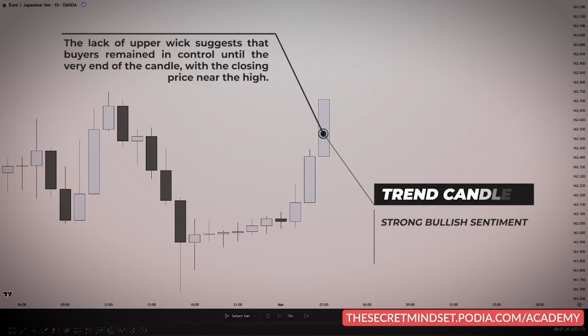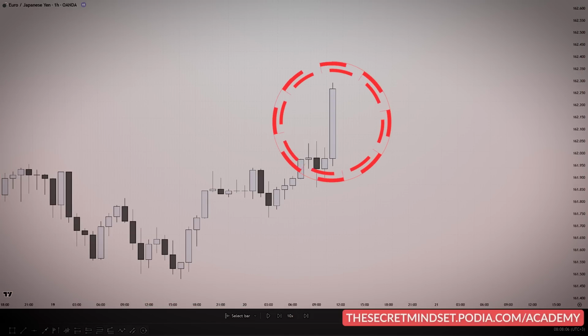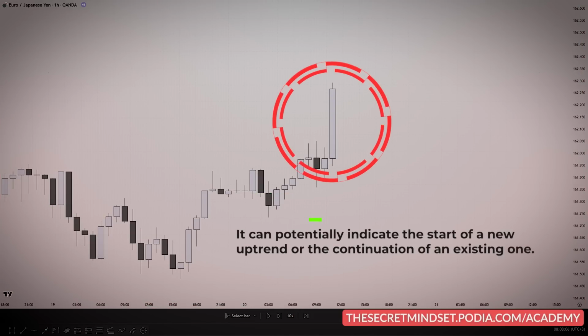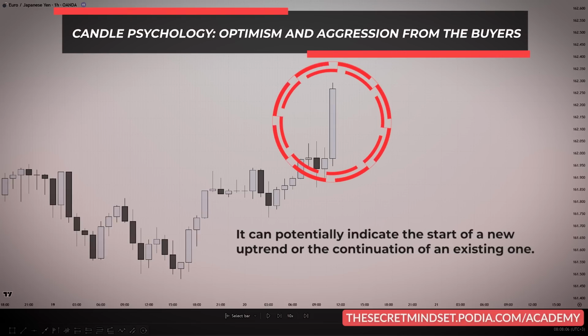This type of candle often signals strong bullish sentiment. Buyers are confident and willing to push prices higher. It can potentially indicate the start of a new uptrend or the continuation of an existing one. The psychology here is one of optimism and aggression from the buyers.